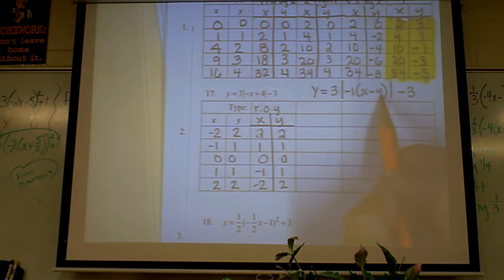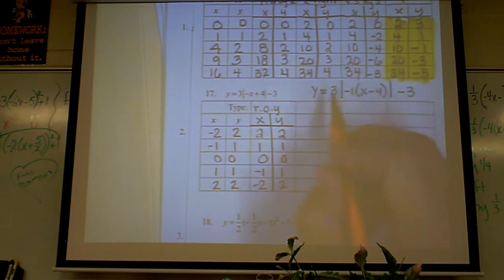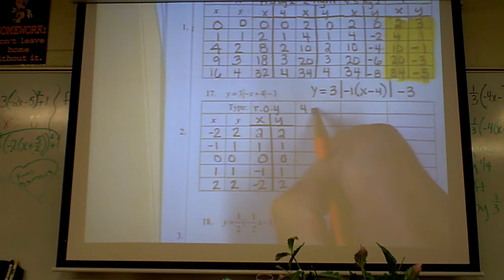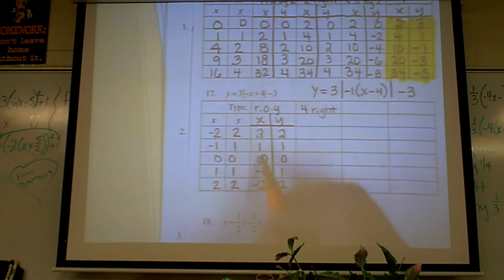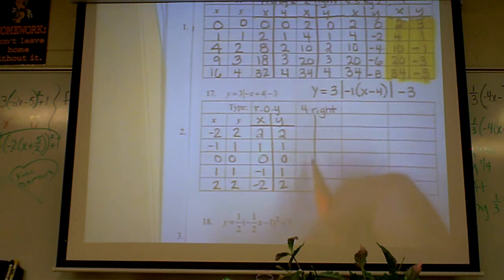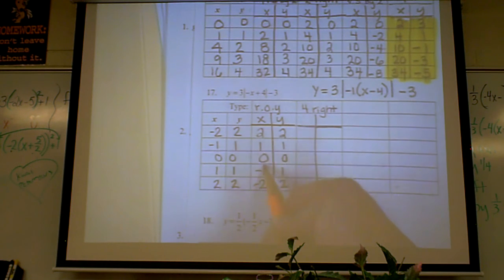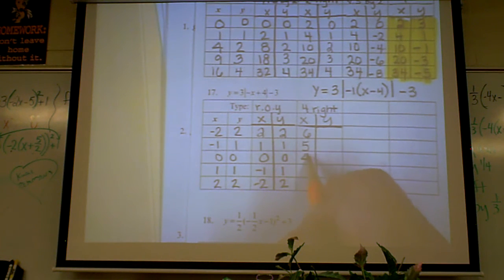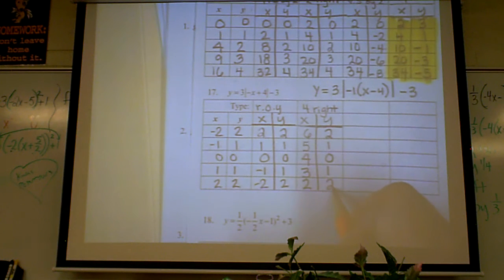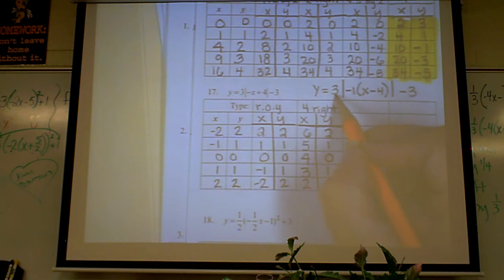Then what does this number do? Shifts right, 4 units right. How do you move something 4 units right? X value. You're going to add 4 to the x values here. So what do we do next? If we added 4 to all of these x values, what would we get? 6, 5, 4, 3, 2. You're going to keep the y's the same, right? Then you're going to come out here.